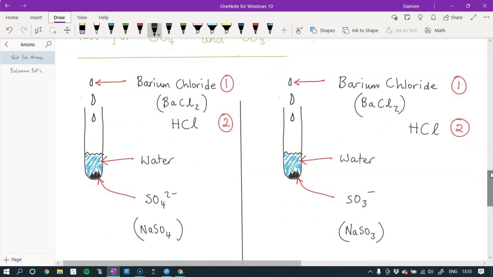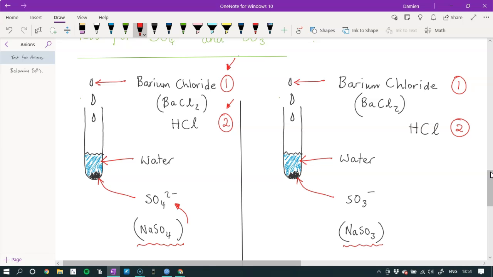On the left hand side we've got the test for sulfates, and on the right we've got our test for our sulfites, and the test is done the same in both test tubes. We have our sodium sulfate, which is going to give us the amount of sulfate ions that we need. We've dissolved it in water as we did in the previous experiment, and again you're going to have two additions. The first addition is going to be barium chloride, and then once you get your cloudy appearance, you are then going to add HCl. So very, very similar to the first experiment.